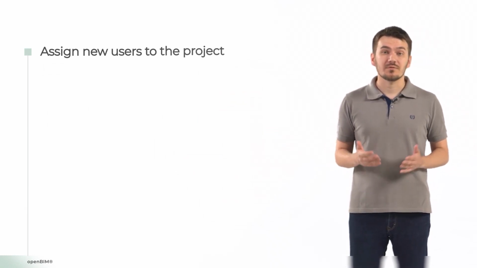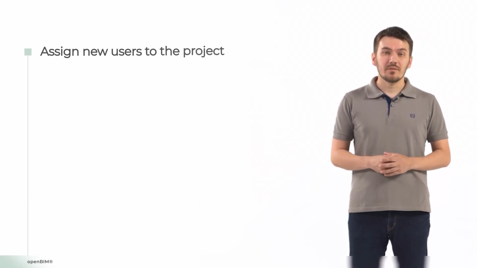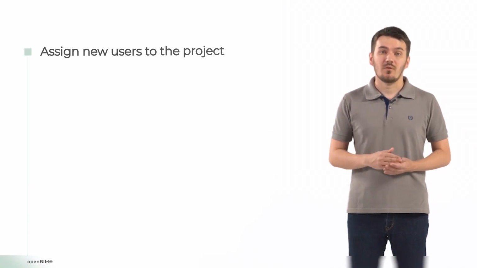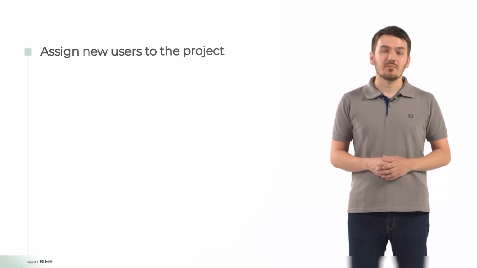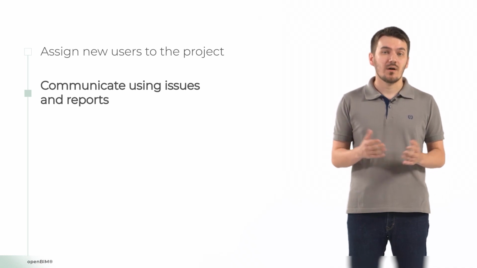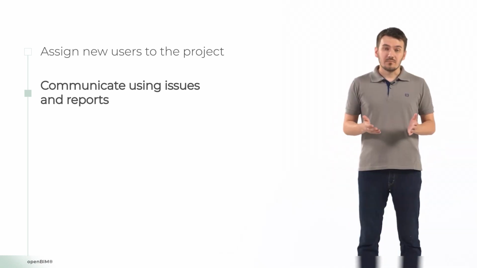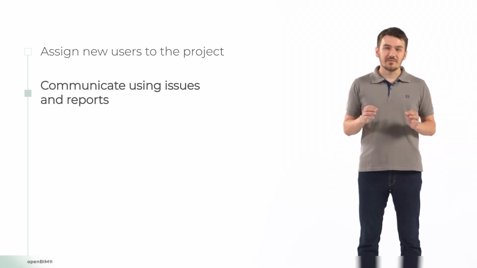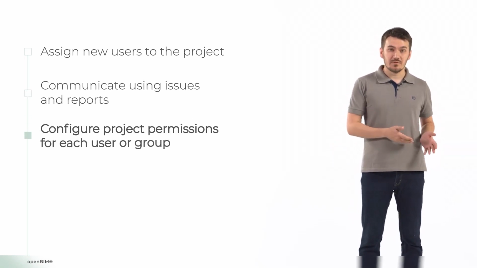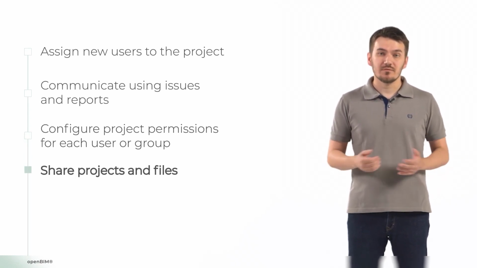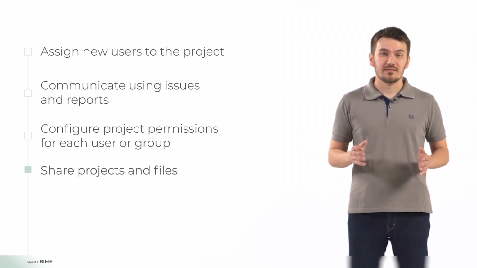For joint work of several users, they can be assigned to the project by the project owner or the administrator. And then users will be able to create issues, create reports, leave comments, and do other operations as well. Also, the administrator or the project owner can assign specific settings for this user on this project. If you need, you can make your project public. To do this, you need to change the project settings.